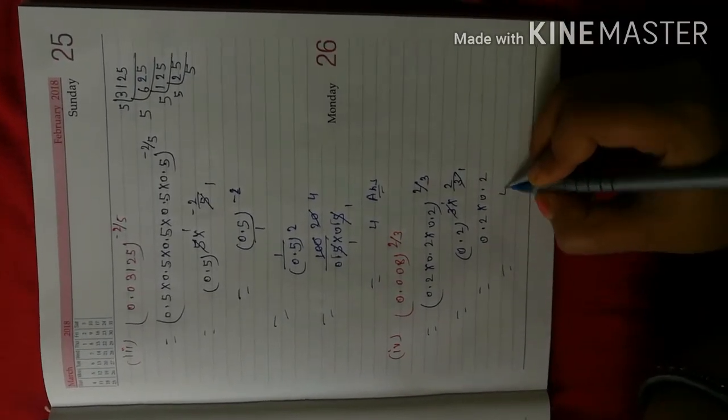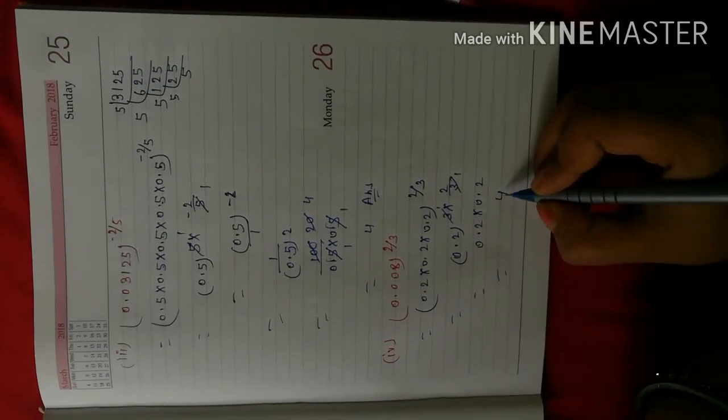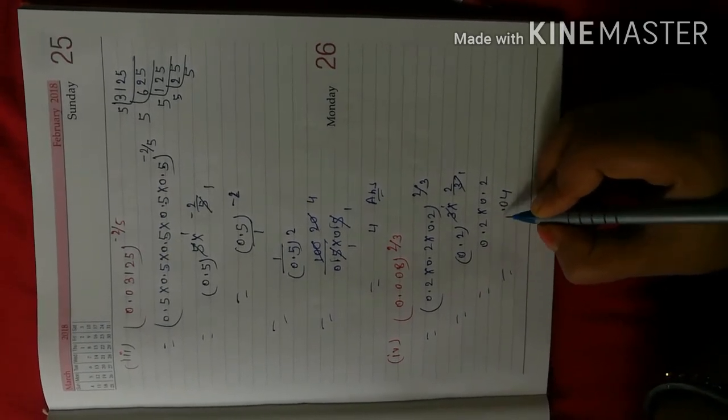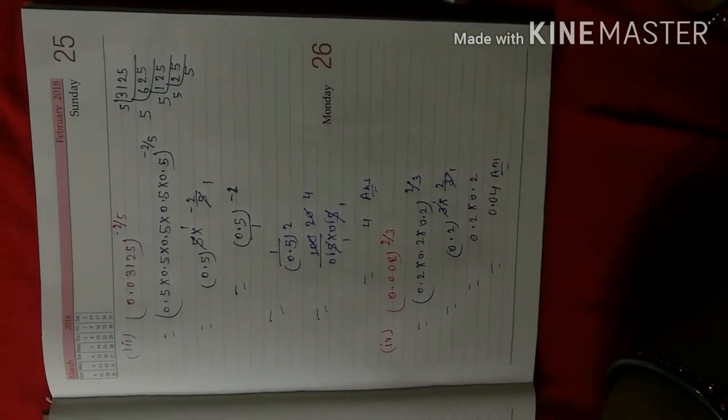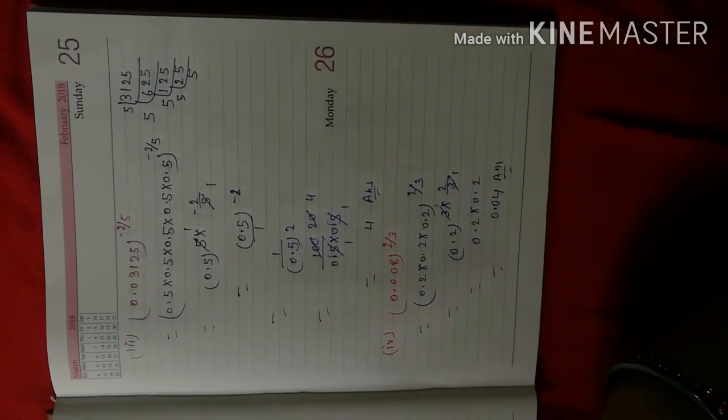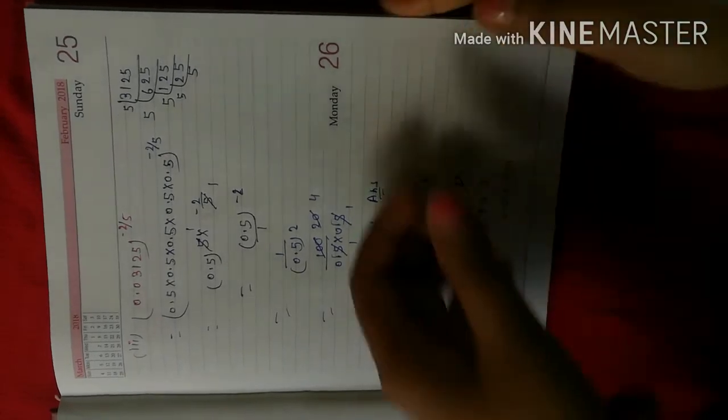2 twos are 4, and after 2 digits we will put the decimal. So we will write 0 and then put the decimal. In this way we have completed our question number 3. Now we will do our question number 5.